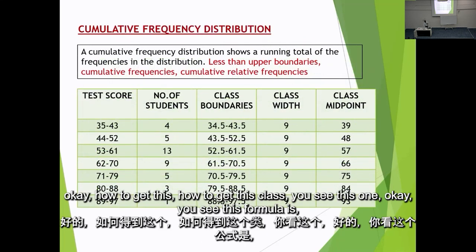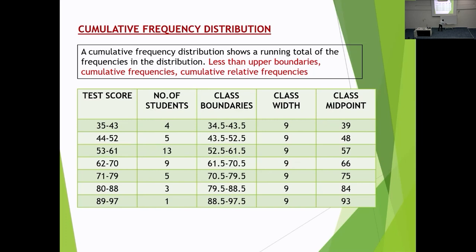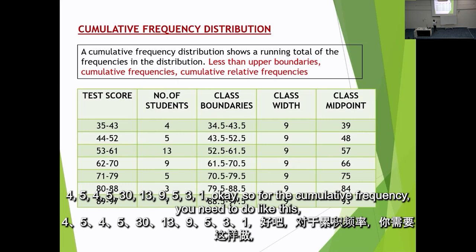How do we get this? How do we get this class? You see this formula. The frequencies are 4, 5, 13, 9, 5, 3, 1.